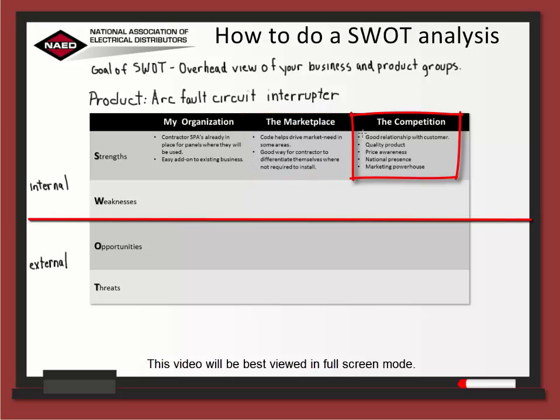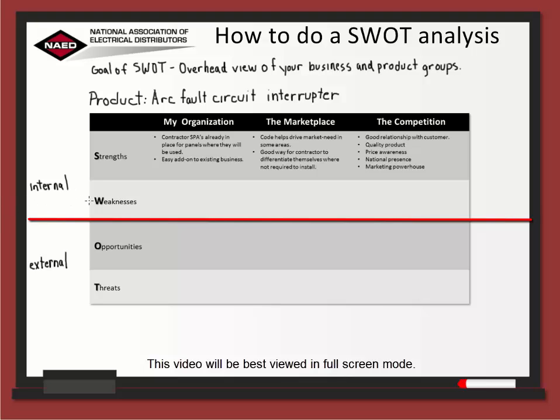And over here, the strength in competition may look similar to this. They may have a good relationship with the customer, the competition may have a quality product, and they may be aware of pricing. They could also have a national presence, and they may have a good marketing program. So you can see how this is turning out.